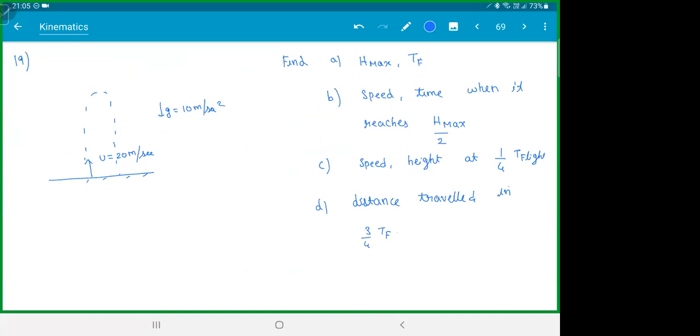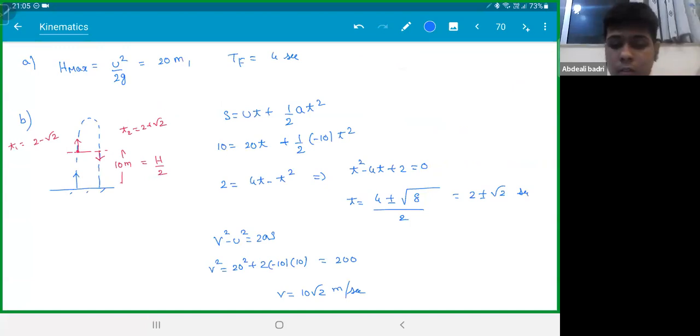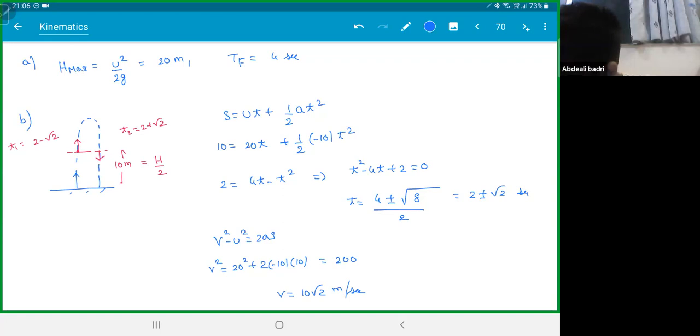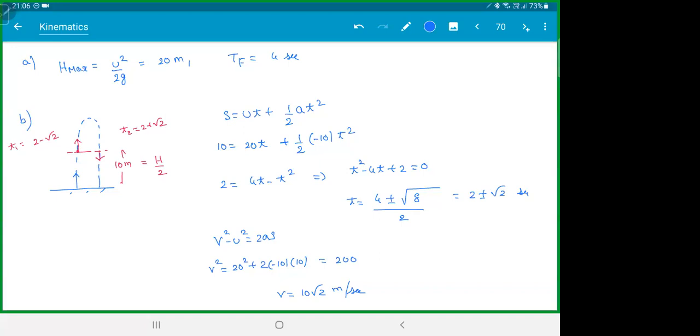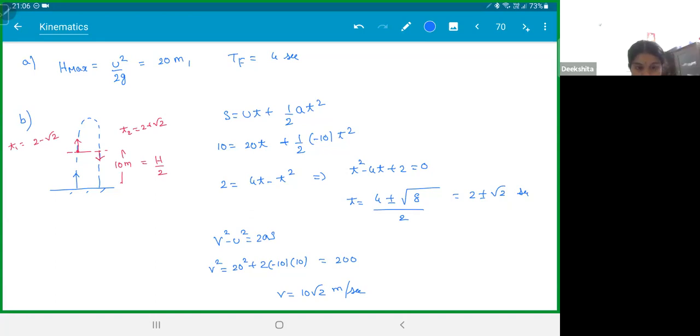Finish off C and D. I'll give you a minute. Speed and height at 1/4 of the time of flight and the distance traveled in 3/4 of the time of flight. Can you show the next slide? Easy was the 15 meter, na? 23 minus 5, 590. Thank you. Clear, no?